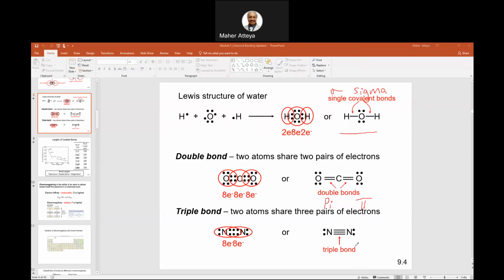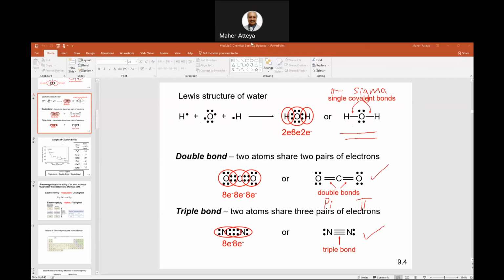The triple bond has no abbreviation, they just say triple bond. So you can see the covalent bonding can have single, double, or triple. Now, do we have a quadruple? No. There is no quadruple bond we have ever seen.